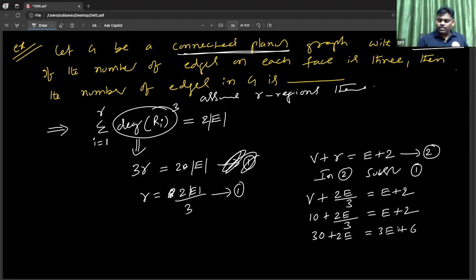Do proper calculations. 2E will go to that side, right? 2E will go this side. This is 30 minus 6, which is equal to E. Finally, E is equal to 24. Do whatever way you like. Substitute.